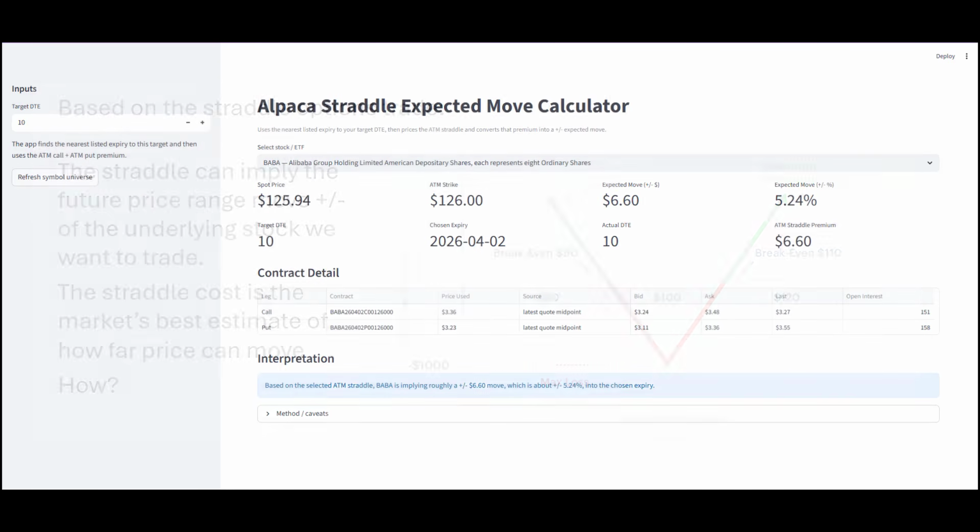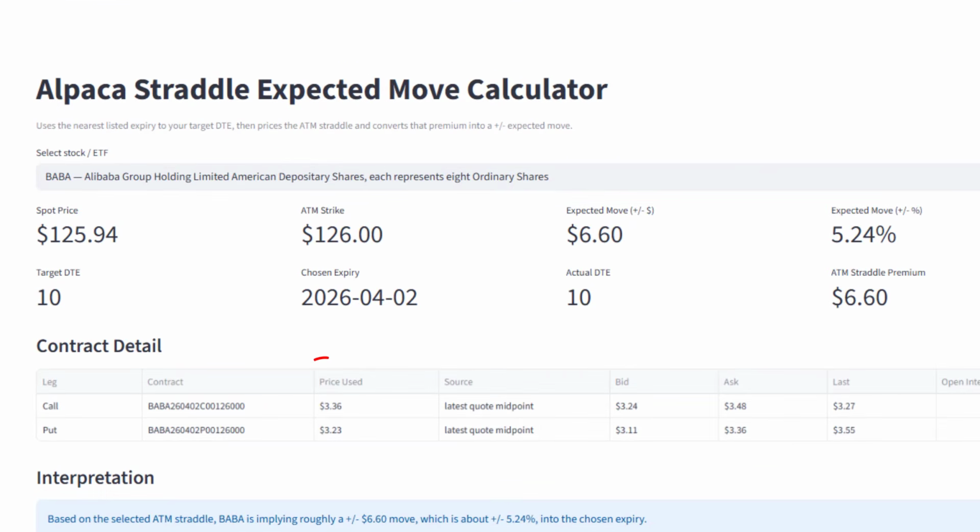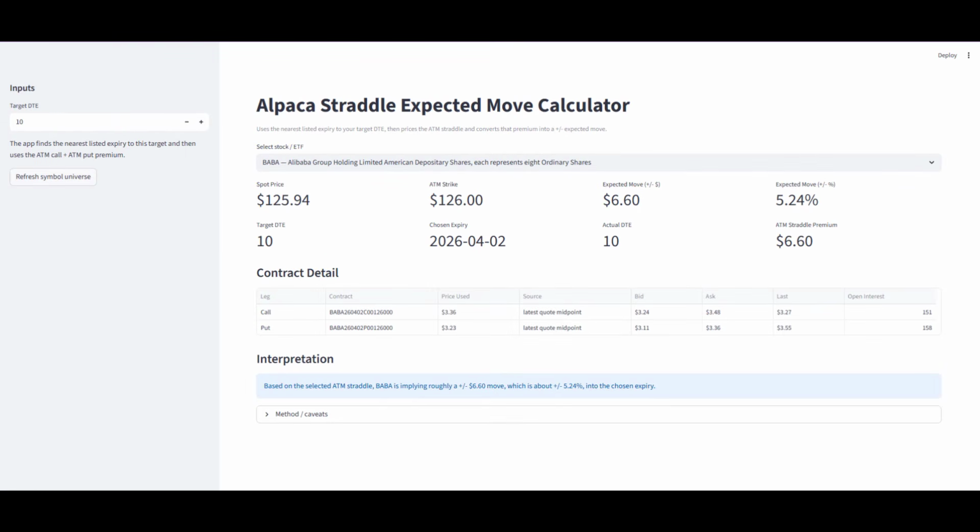So for example, you can see on the screen now I've got Alibaba there, 10 days to expiry for that set of options. You can see you put together the call and the put, work out the premium, and quite simply that premium gets divided by the stock price to give you the expected move in dollars. You can see there is $6.60 or plus minus 5.24%. So if you know that, it's really useful for many strategies.